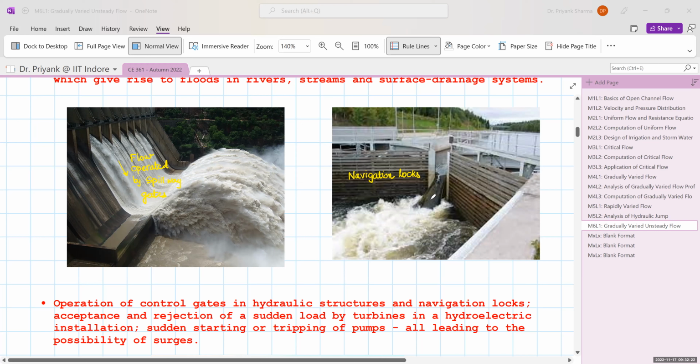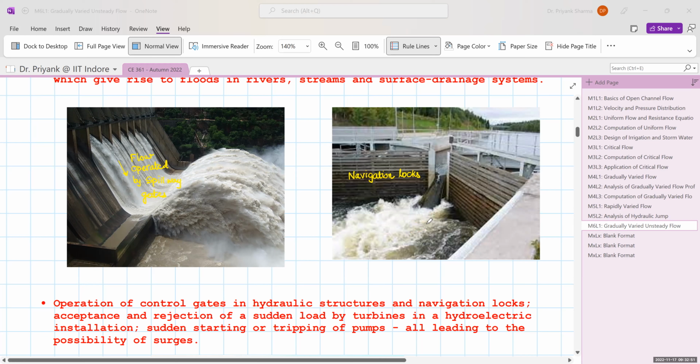In European countries also, waterway navigation is more preferred compared to other parts of the world. In India also, you have a couple of waterways: one in Kerala, and one in the Ganga River and Brahmaputra. But navigation locks are less practiced in India. Where you have a navigation lock, you suddenly open the door to change the water level.